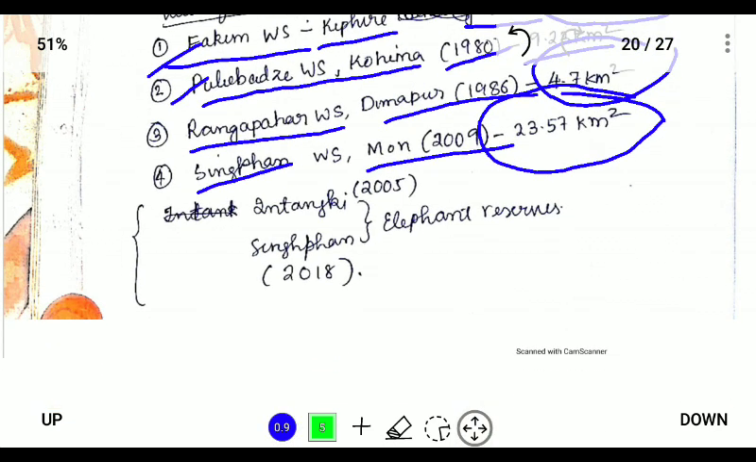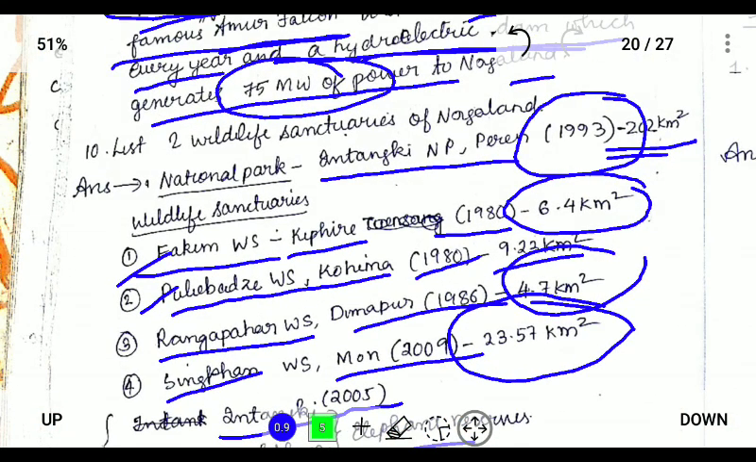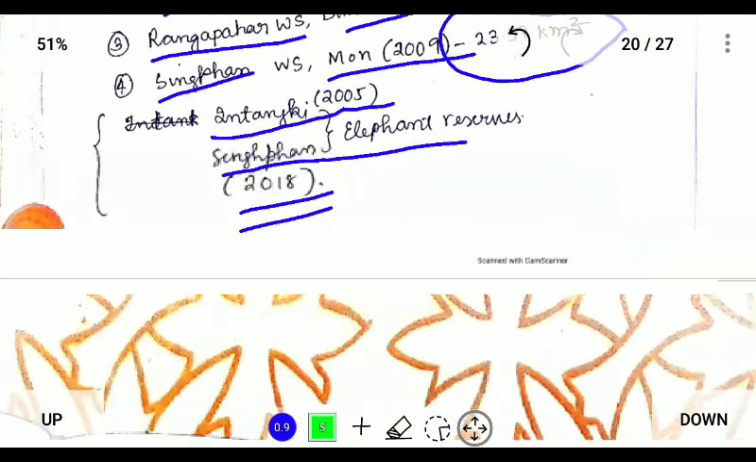And there are two elephant reserves in Nagaland, that is the Intanki Wild Elephant Reserve, which was established in 2005 within the national park, and Singphan Wildlife Sanctuary, which is in Mon, which is the latest tiger reserve, established in 2018. And the largest national park is Intanki National Park, which is 202 square kilometers, and it was established in 1993.